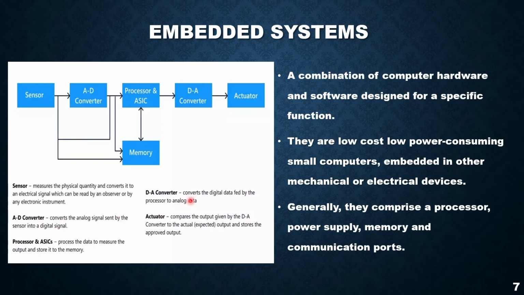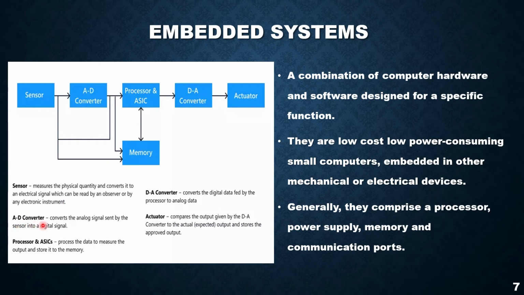Now I'm going to talk about embedded system, and in this figure we can see the basic block diagram of an embedded system. An embedded system consists of a sensor, analog to digital converter, processor, digital to analog converter, actuator, and memory elements. The sensor measures the physical quantity and converts it to an electric signal which can be read by an observer or by any electronic devices or instruments.